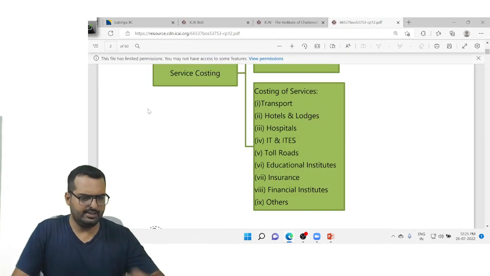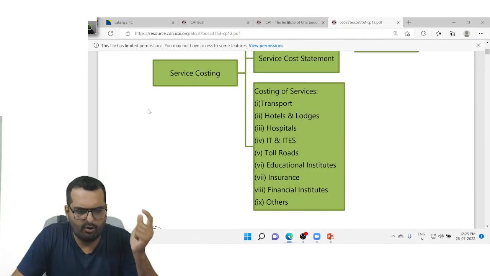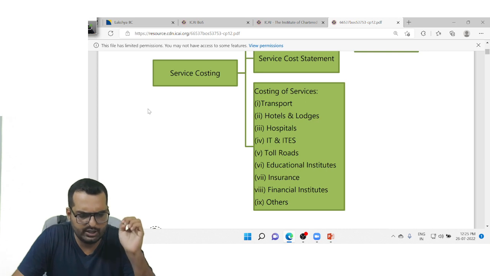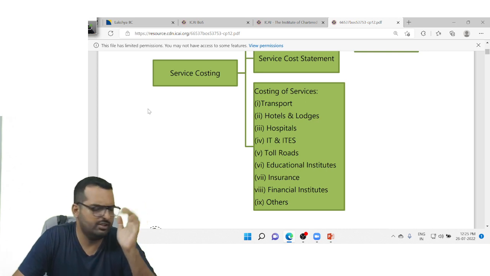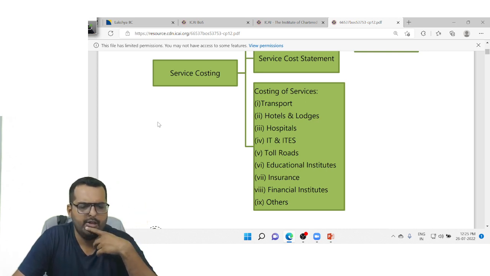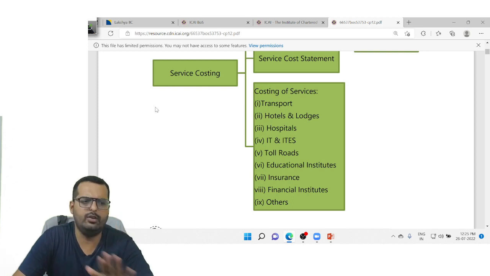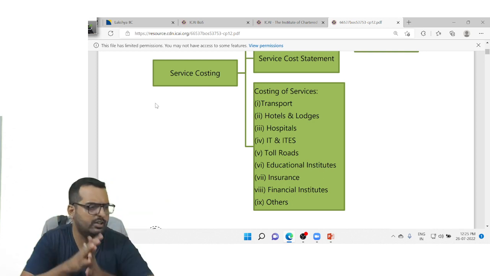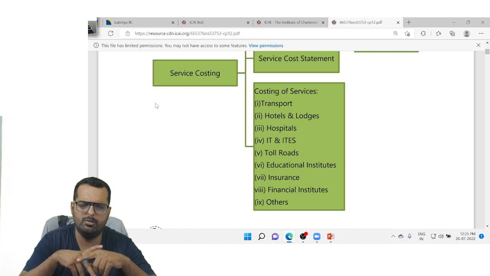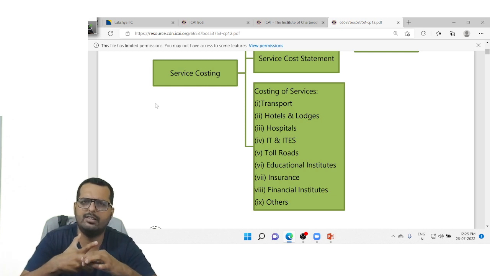Friends, are you all done writing this? Transport, hotel, hospital, IT, toll road, education, insurance, financial institutions. All right. Friends, in this you have one question which we will not work out. It's a very, very long question. It will take around 2 hours to work out that problem. Such questions won't come in your exam, friends. So that one question we will not work out.